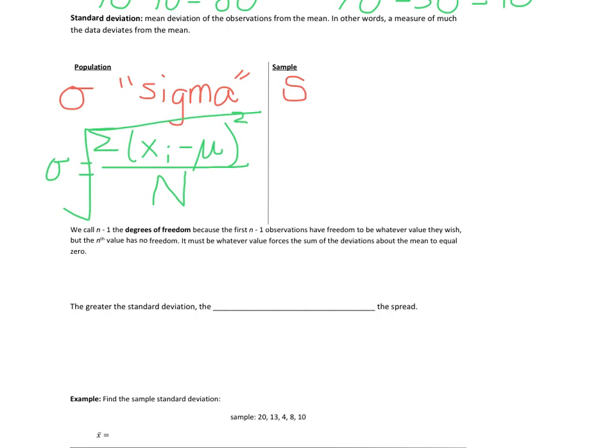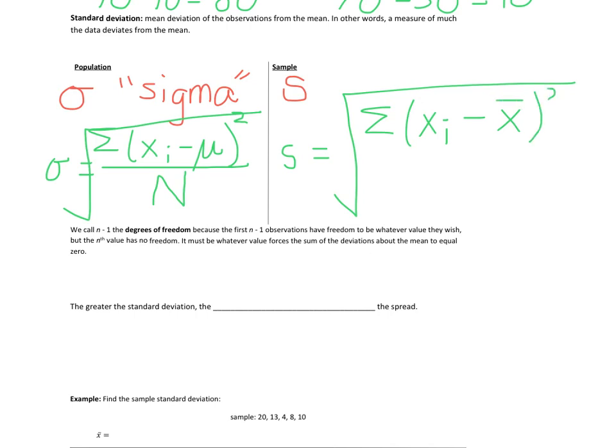Okay, and then S has a similar formula. We're going to take the square root of the sum of the deviations squared. Whoops, I was going to write mu, but the sample mean, remember what it is? X bar. Going to square that. And then instead of dividing by n, we actually divide by n minus 1. When we divide by n minus 1, the reason is because we have n minus 1 degrees of freedom in a sample.